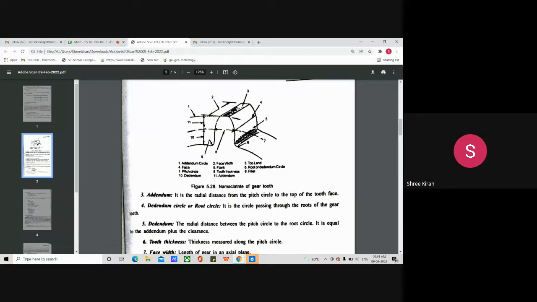Then we have the dedendum, the radial distance between the pitch circle and the root circle. See, this is the radial distance from the pitch circle to the root circle. That's what we say.